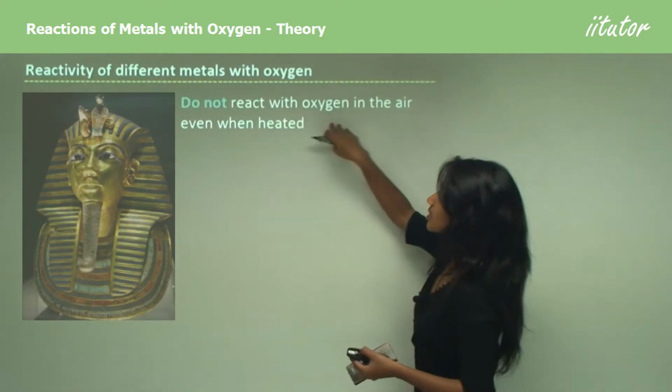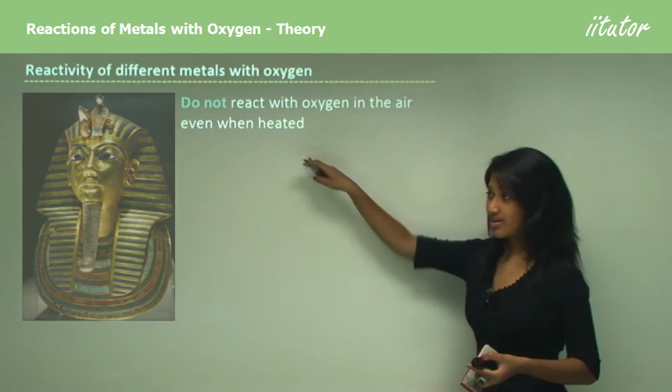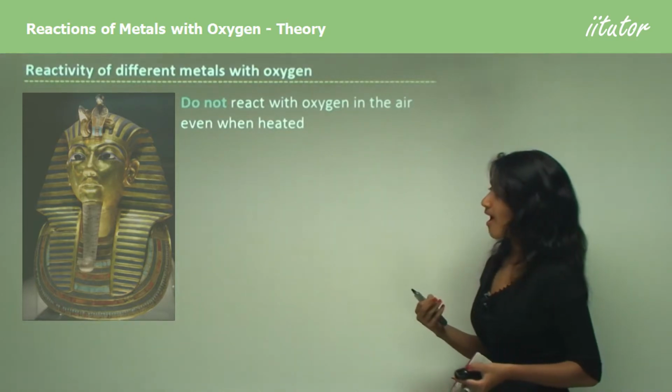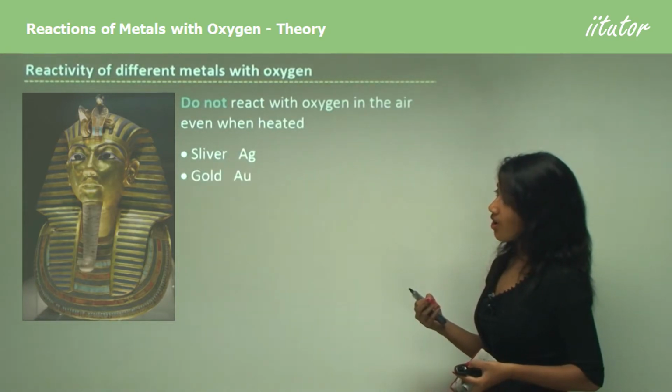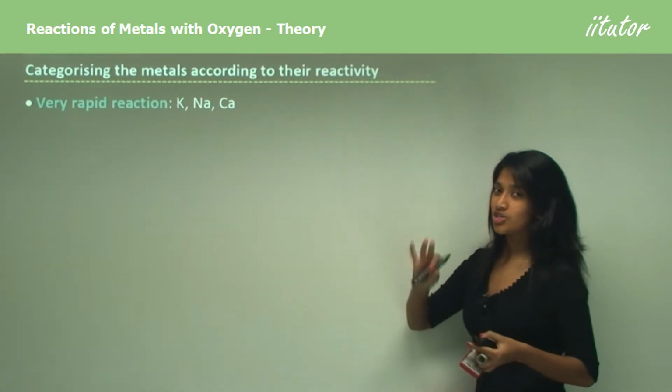Some metals do not react with oxygen in the air even when heated. Now these metals we are talking about now are very unreactive. In other words, they're very stable. And they are silver, gold, platinum. So now let's summarize what we just learned.